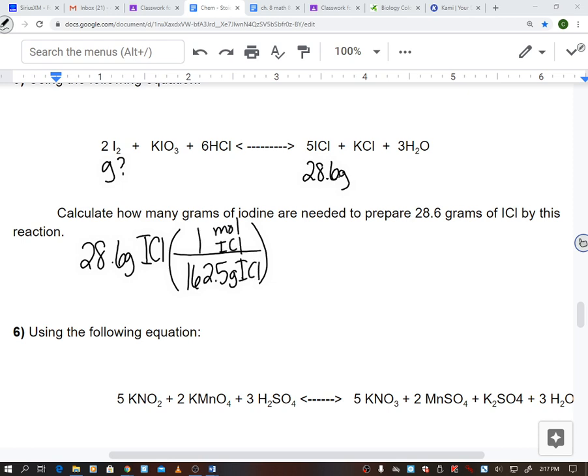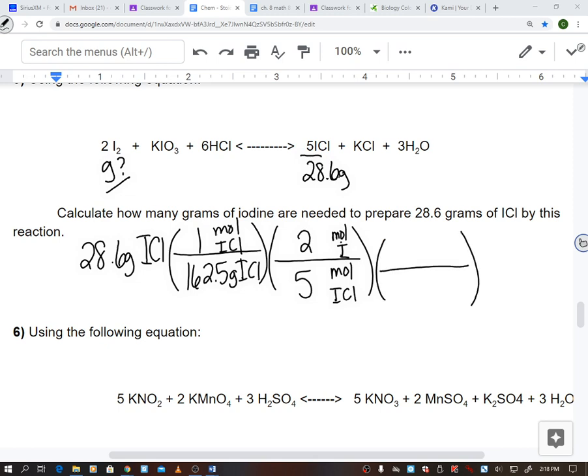Remember, always 1 mole. Now this is where I do my mole to mole. And I'm going to switch over to my question mark, what I'm looking for. Use your equation in this step. 2 moles of iodine, 5 moles of ICl, moles of iodine on bottom, grams of iodine. Iodine weighs 254 in 1. So you're going to take 28.6 divided by 162.5, multiply by 2, divide by 5, multiply by 254.